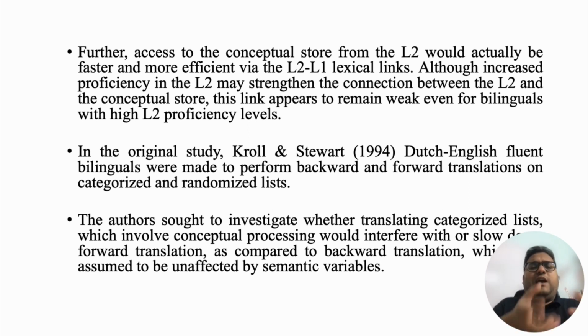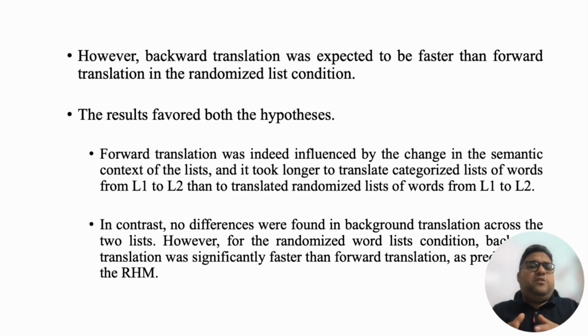If you are going through a categorized list, you are probably going through the conceptual store and then doing the translation. If you are going through the mixed list, then you are not able to discover any discernible pattern, and you will basically go through the L2 to L1 link and then do the conceptual store. So this is basically what is happening. However, when you're doing backward translation, it would be expected to be faster than forward translation in the randomized list condition. Now, the results actually favored both these hypotheses.